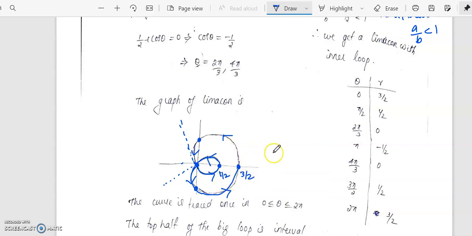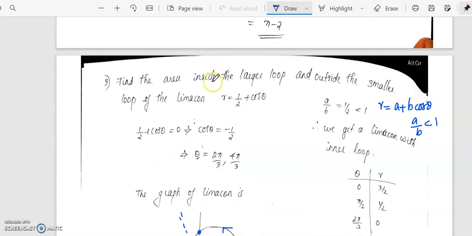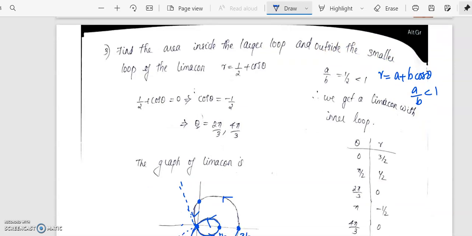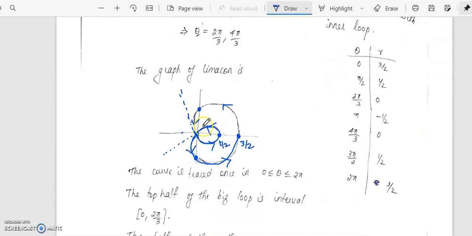So this is how the curve is traced. So that is the graph of the limacon. So the graph is traced exactly once in the interval 0 to 2 pi. Now we are asked to find the area inside the larger loop and outside the smaller loop of the limacon. So we need to find the area between these loops.